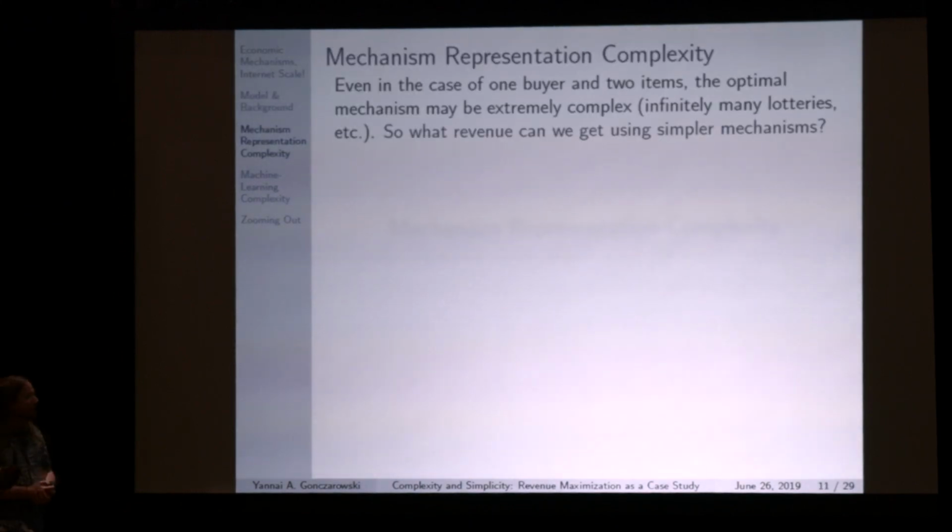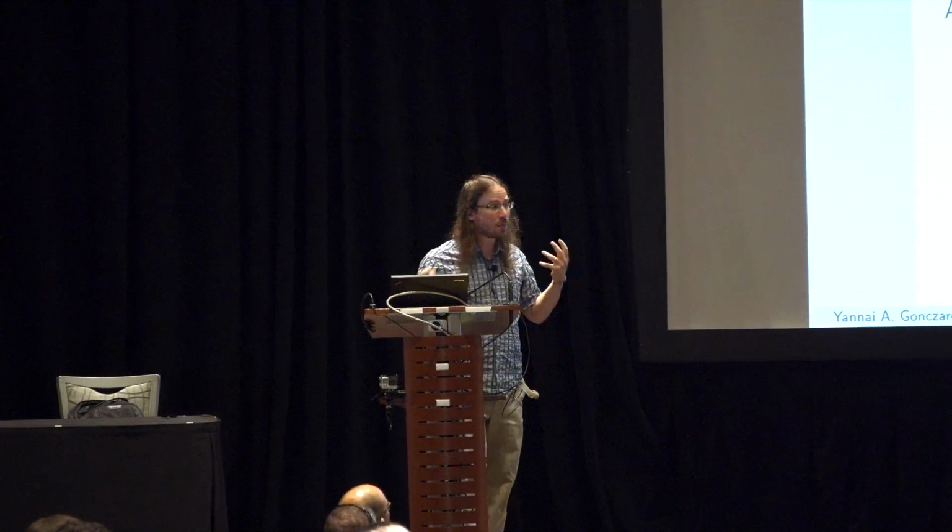So let's talk about mechanism representation complexity. As we said, even for 2 items, the optimal mechanism may be extremely complex, offer infinitely many lotteries, etc., which raises the question of what revenue can we get using simpler mechanisms. And to answer this, we have to define the word simple first. So there are a few options to define what simple or complex means.